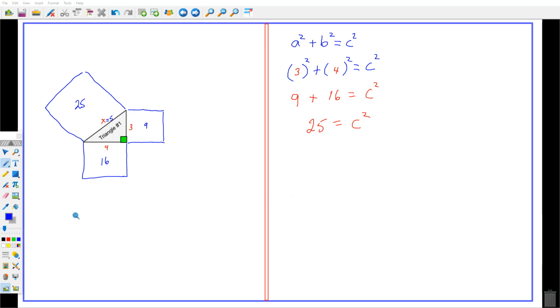And your final step is you want your answer to be what is c all by itself. So you have to undo the squaring part here. So the inverse operation is square root. So you do it to both sides of the equation to make sure that you keep that balance. So the square root of c squared is just c, and the square root of 25 is 5.